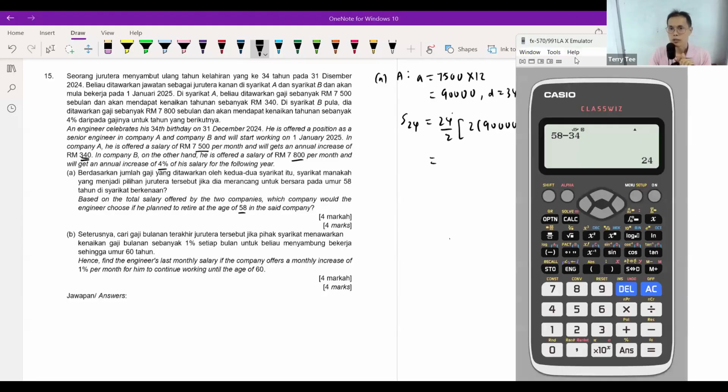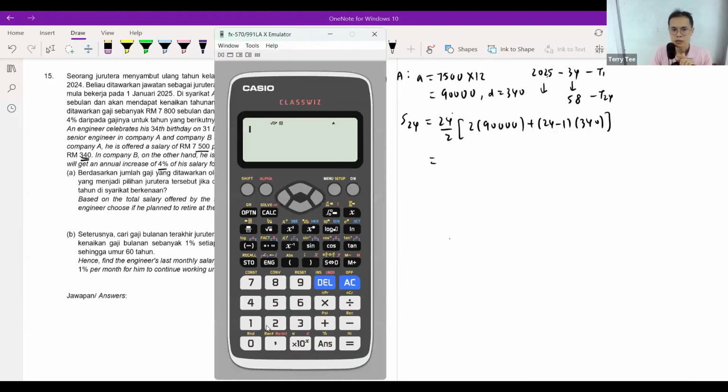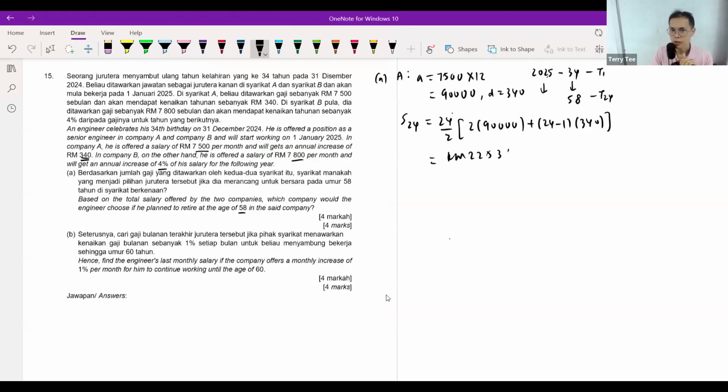Okay, we're going to take 24 divided by 2, 12, times 2 times 90,000 plus 24 minus 1, that is 23 times 340. I got 2253840. 2253840 is about 2.2 million.